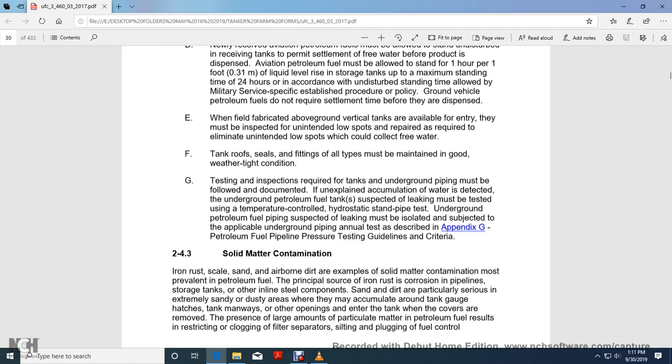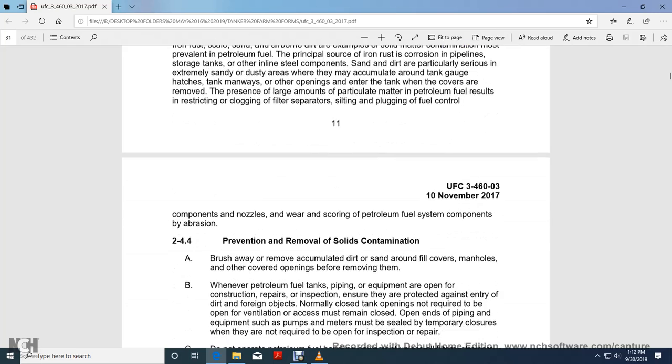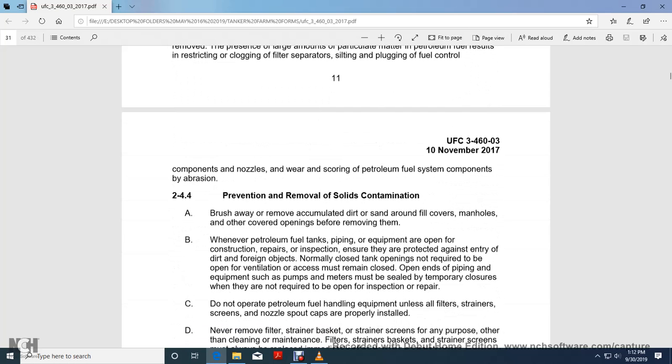2.4.3 Solid matter contamination: iron, rust, scale, sand, and airborne dirt. Examples of solid matter contamination are most prevalent in petroleum fuel. The primary sources are iron, rust, and corrosion from pipelines, storage tanks, and other inline steel components, and sand and dirt, particularly in extremely sandy and dusty areas, which may accumulate around tank gauge hatches, tank manways, and other openings entering the tank. Presence of larger amounts of particulate matter in petroleum fuels results in restricting or clogging of filter separators, plugging of fuel control components and nozzles, and wearing, scoring, and abrasion of petroleum fuel system components, preventing removal of the solid contamination.